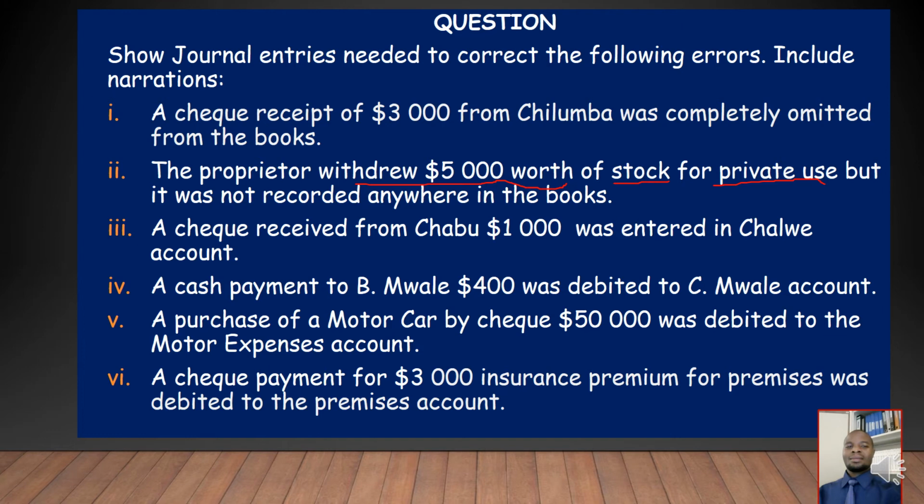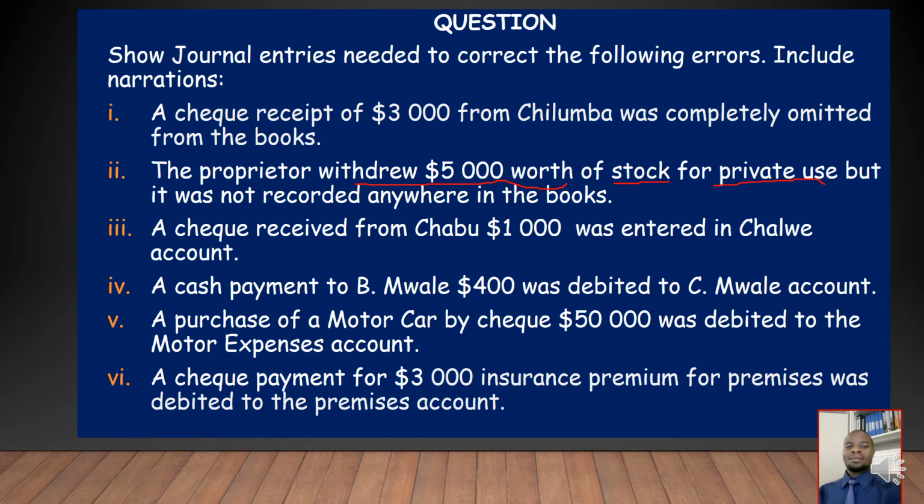Let's identify them. The withdrawal of anything from the business for private use, for own use, for personal use, involves the drawings account. The drawings account is a reverse of an injection of capital in a business. And so, instead of showing the reversal of capital in the capital account, we open a drawings account. Therefore, the drawings account is debited with every amount withdrawn from the business, whether in kind or in cash, for private use.